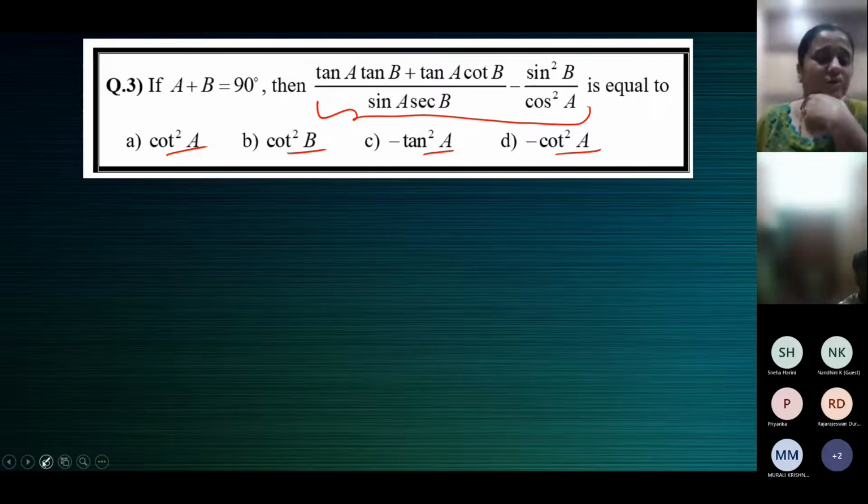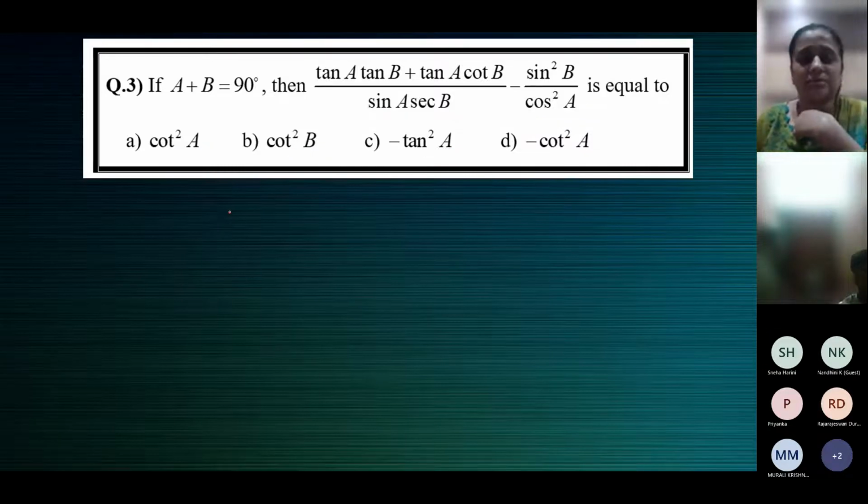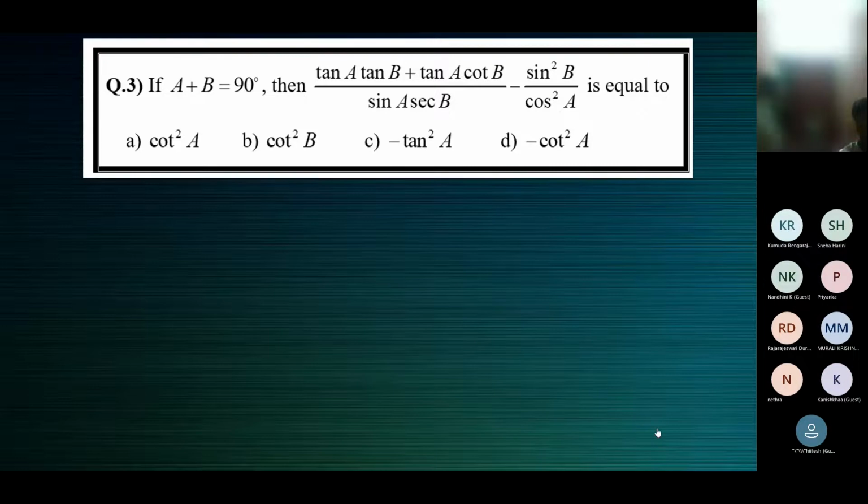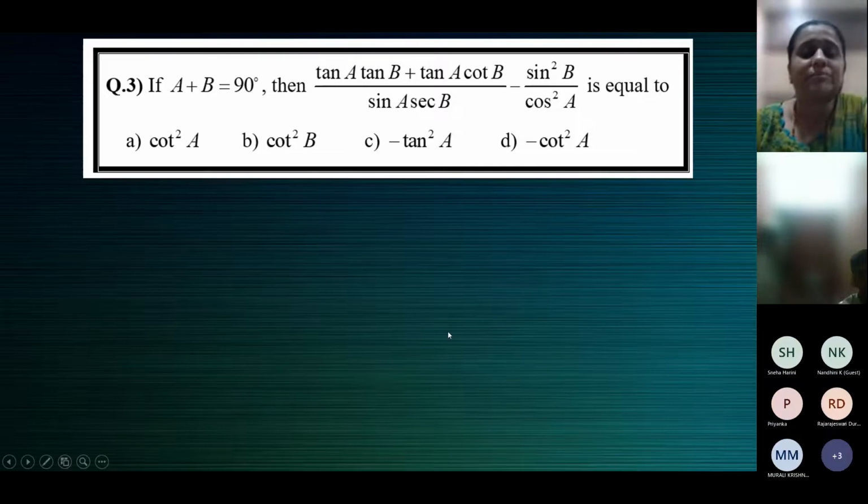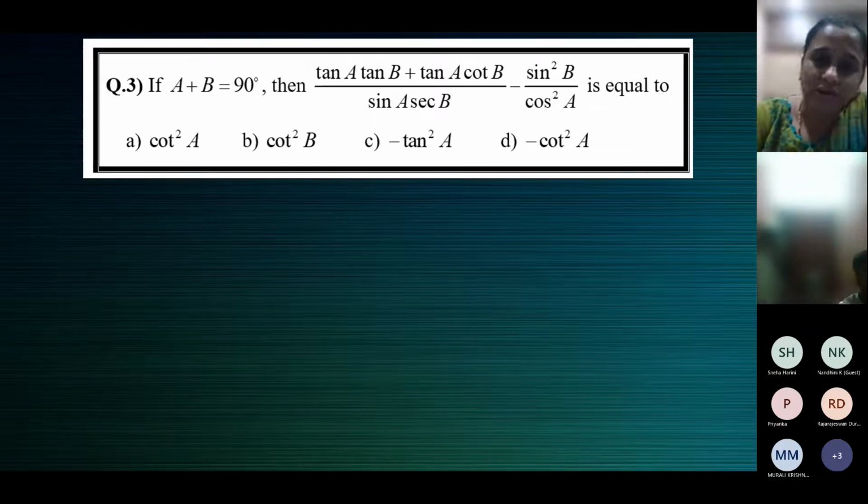So what is the idea here? How do we start working? Write all the trigonometric ratios with respect to angle A or with respect to angle B. In simple words, have only A or B.